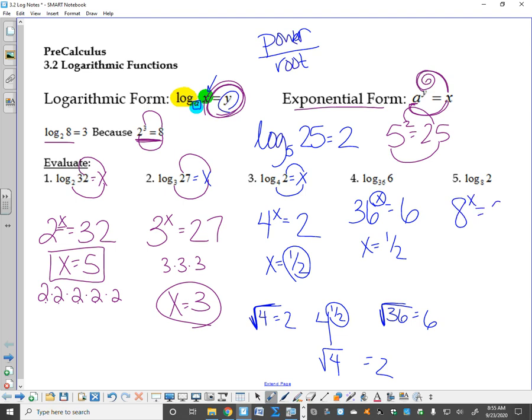8 to the x equals 2. Okay, well the square root of 8 is not going to get me a 2, but I know the cube root of 8 because I know 8's a cube. So the cube root of 8 is 2. So I know that power needs to tell me to cube root it. So my power is going to be a 1/3. Remember, power over root. I want my power to be a 1 because I don't want it to get any bigger, but I do want to cube root it. So that's why it's a 1/3.